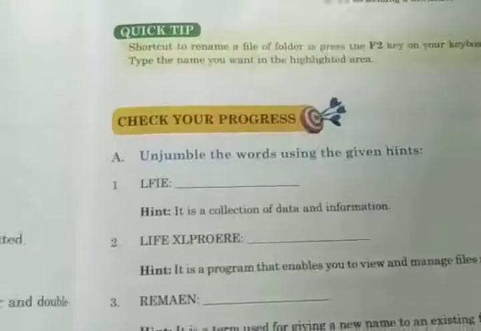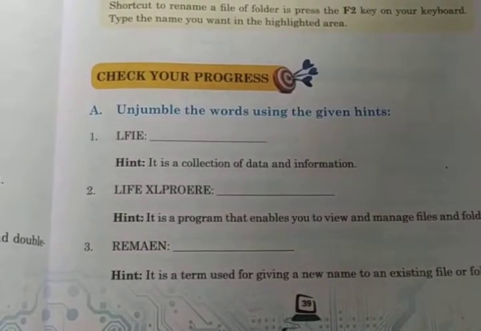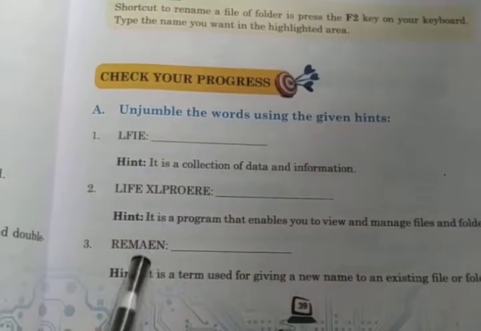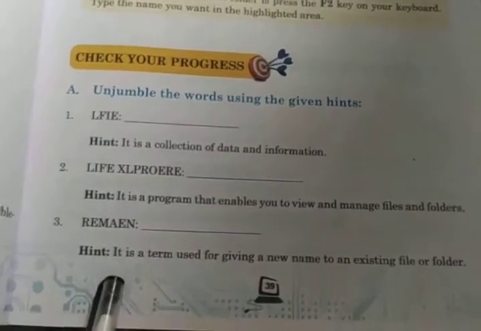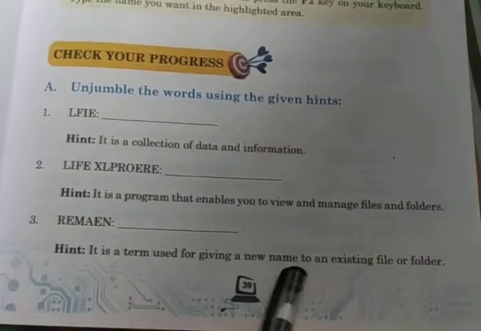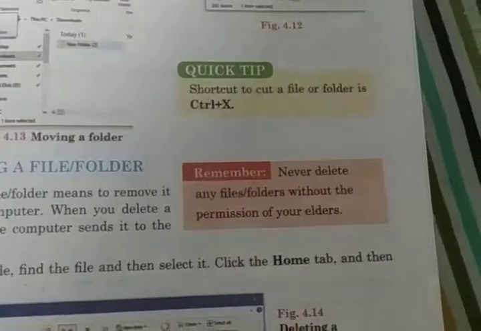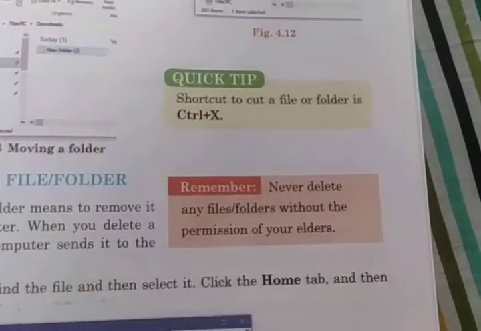Alright, now checking the progress. Unjumble the words using the given hints. It is a collection of data information. File. It is a program that enables you to view File Explorer. It is a term used for giving a new name to the existing file or folder. Rename.